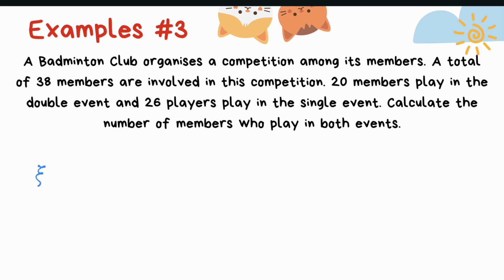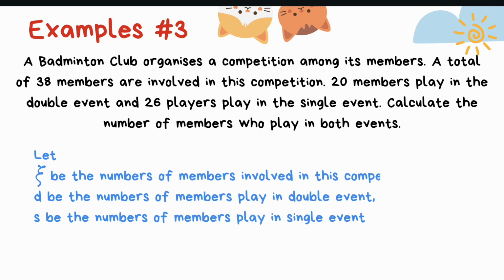Now, this is the type of question where there are no diagrams or elements of the sets given. What I would do first in this situation is to set some parameters so it is easier to write and understand. I would let the universal set be the number of members involved in the competition, let D be the number of members who play in the double event, and let S be the number of players playing in the single event. What does the question actually want?